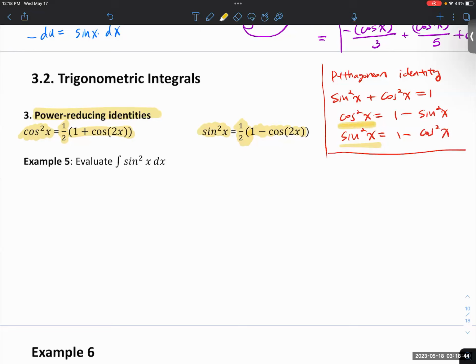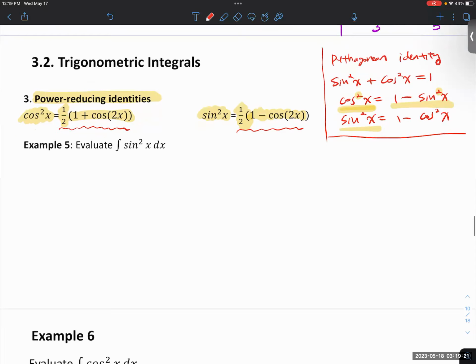The difference between the Pythagorean identity and the power reducing identity: look at that. Cosine squared x is the same as 1 minus sine squared x, but you still have a second power. I want to get rid of the second power. If you want that, you're going to use a power reducing identity. So instead of saying cosine squared x is equal to 1 minus sine squared x, cosine squared x, according to the power reducing identity, is 1 over 2 times 1 plus cosine 2x. There's no more second power. Same thing, sine squared x has no more second power because it is also 1 over 2 times 1 minus cosine 2x.